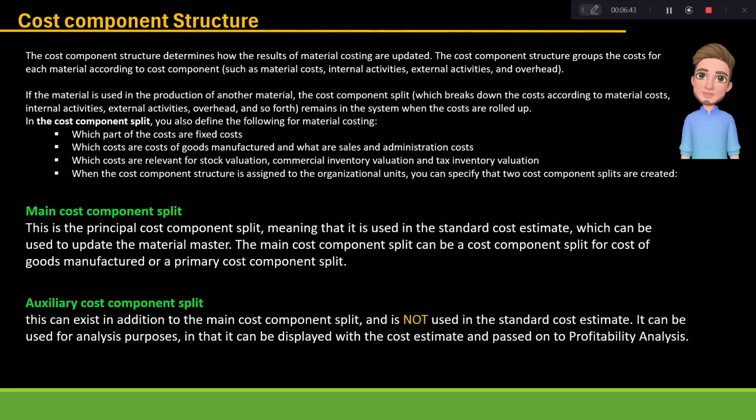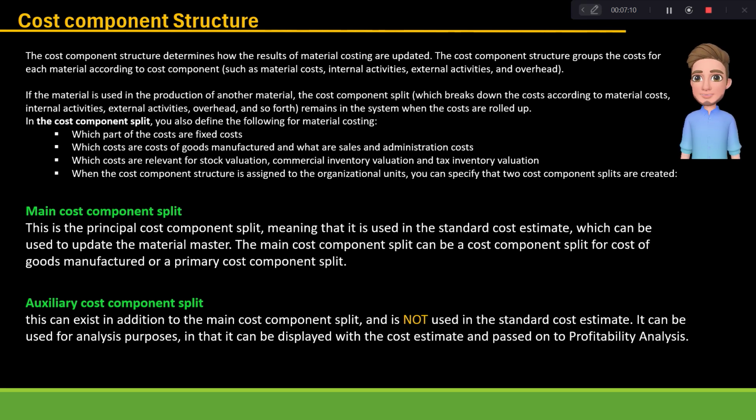You may want to add up certain costs like taxes, etc., and say that this is the cost of the product as per tax valuation. As per commercial inventory valuation, what is my price? So you might want to charge different prices, right? So that is also possible using the cost component structure. There are certain costs which you can say are relevant only for stock valuation. That is possible. Main cost component split.